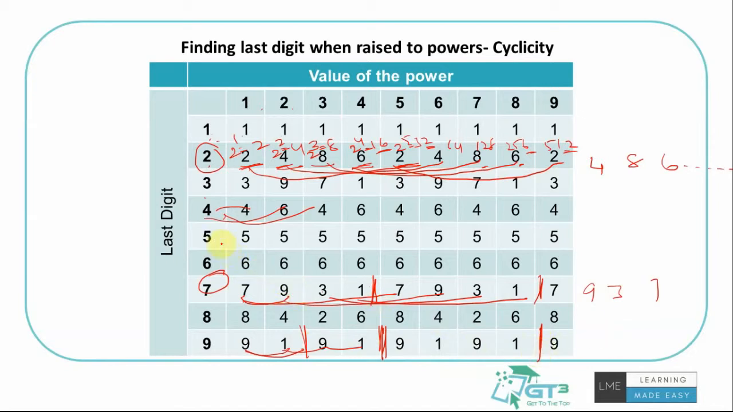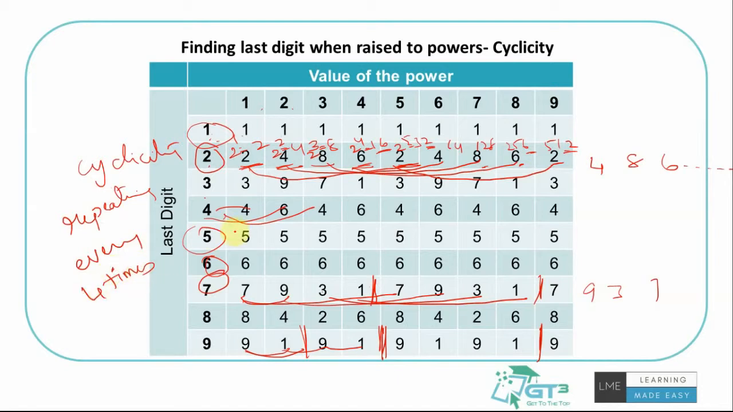And then you have digits like 5, 6, and 1, which always give you the same units digit: 1, 1, 1, and 5, 5, 5. 5 power 1, 5 power 2, every time you get the same units digit, right? So this is basically called the cyclicity concept. That's fundamentally the repetition, the pattern we are seeing. It repeats every 4 times, like after the 4 powers, I'm seeing the repetition starting. So how do we use that? Let's get to that with an example.